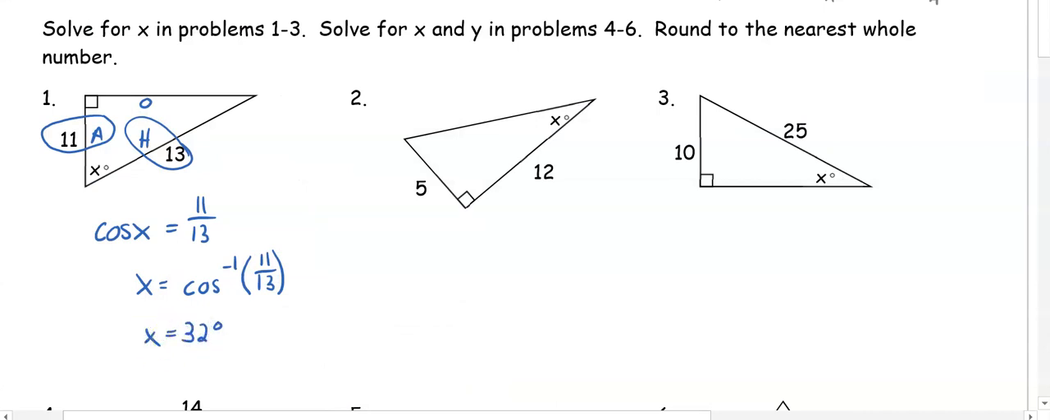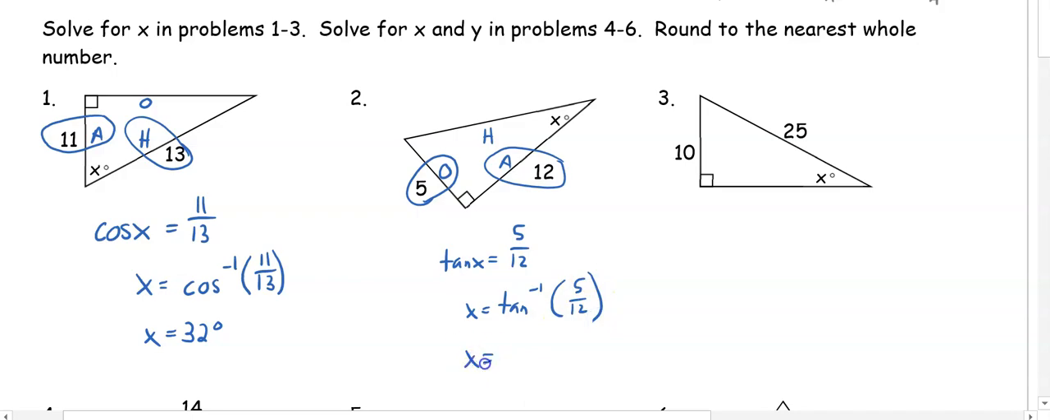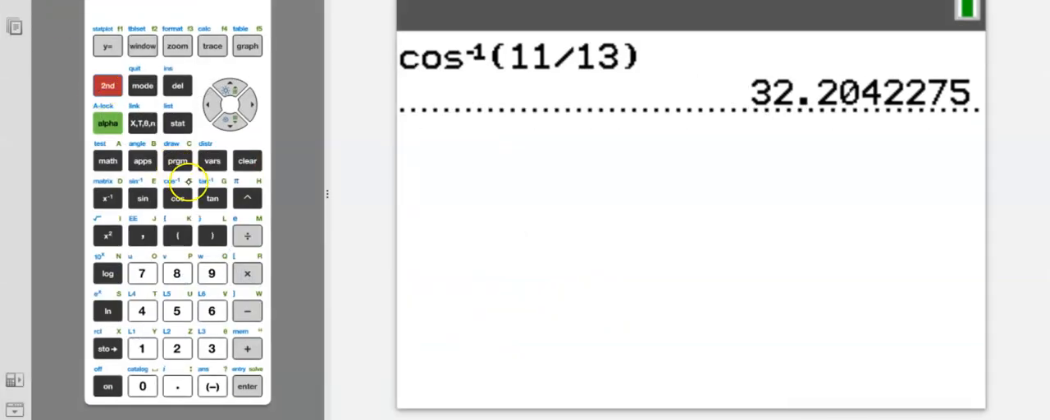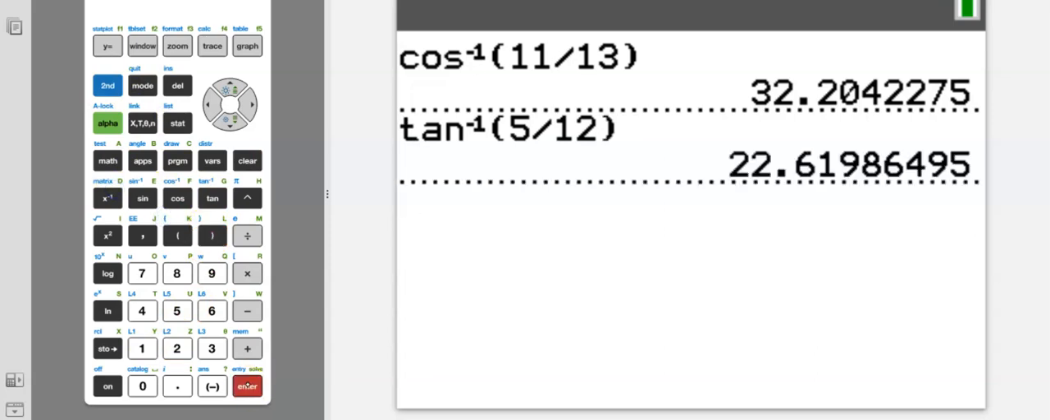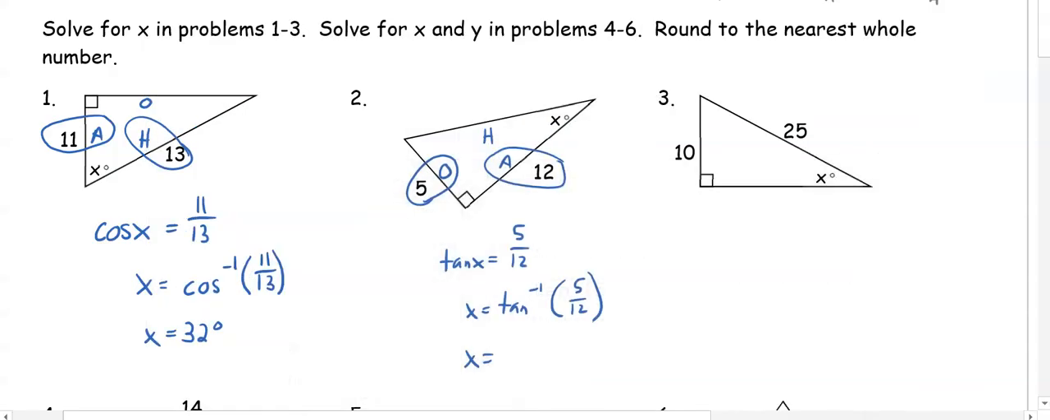In number two, we have our angle. We have opposite, adjacent, hypotenuse. This time we know the opposite and the adjacent side, so we would be using tangent. So the tangent of X equals 5 over 12. To get X, we use our inverse. So X equals the tan inverse of 5 over 12. So we get 23 degrees.